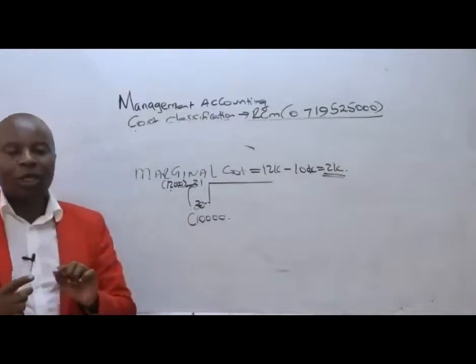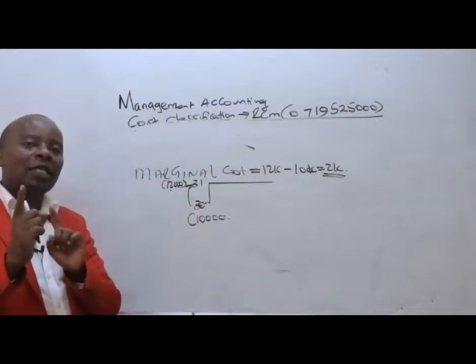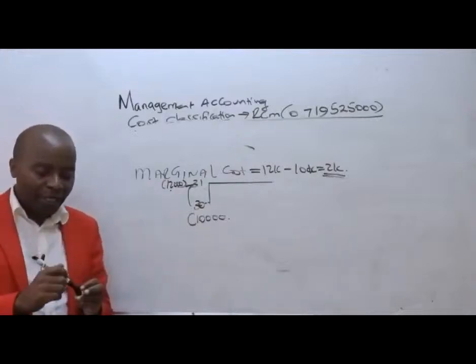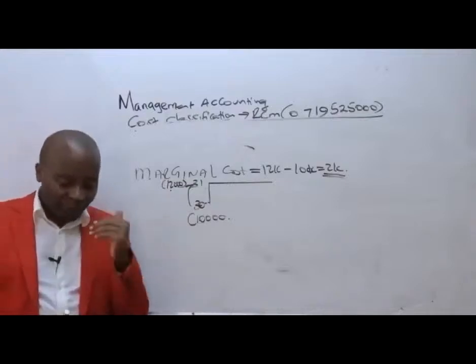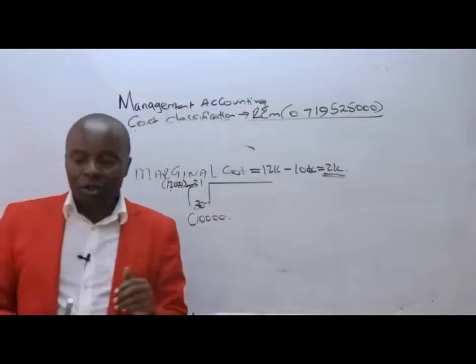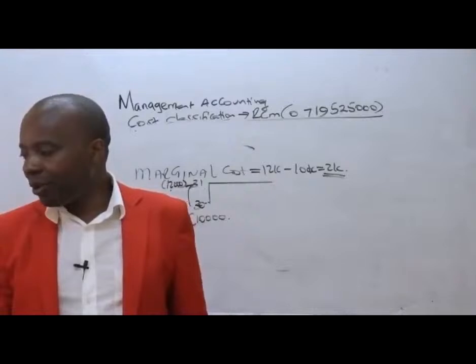By how much will our cost increase should we increase our productivity just by 1 unit? Incremental cost is relevant for decision making. We shall be seeing this later. Incremental cost is relevant for decision making. Very important.